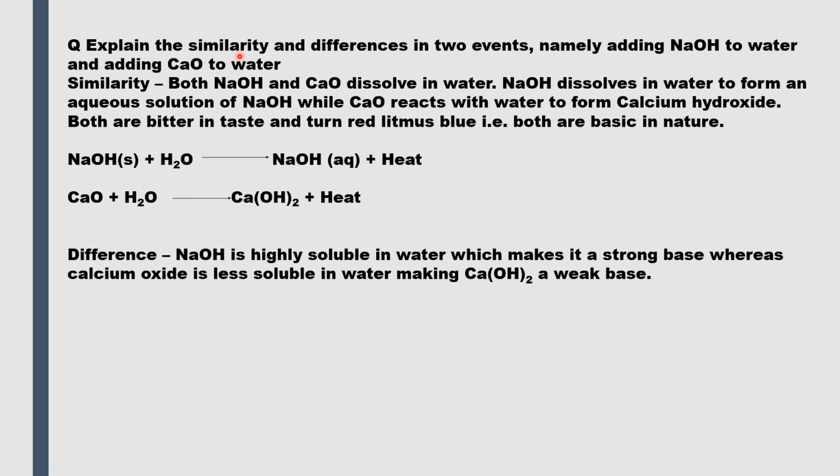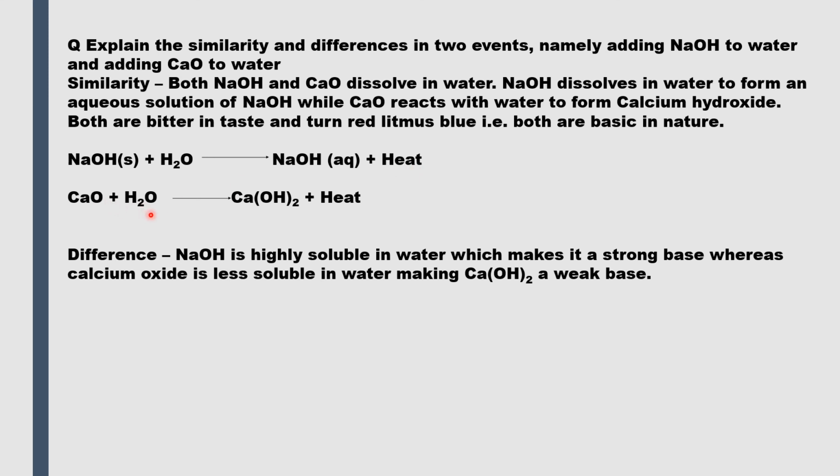This is a textual question which has never been asked, but since the question is given behind the textbook, you must know the answers to all the questions that are there behind the textbook. So the question is, explain the similarity and differences in two events, namely adding sodium hydroxide to water and adding calcium oxide to water. Now when sodium hydroxide is added to water, no new substance is formed. Sodium hydroxide simply dissolves in water and forms an aqueous solution of sodium hydroxide along with the liberation of heat energy. That means it's an exothermic reaction.